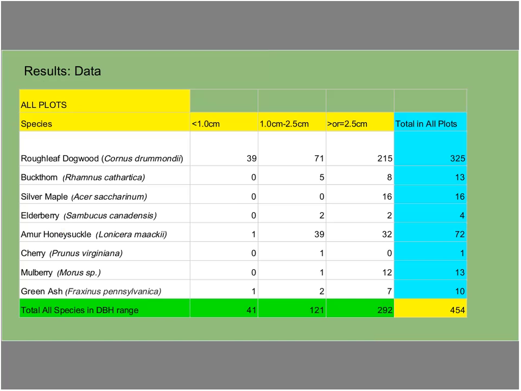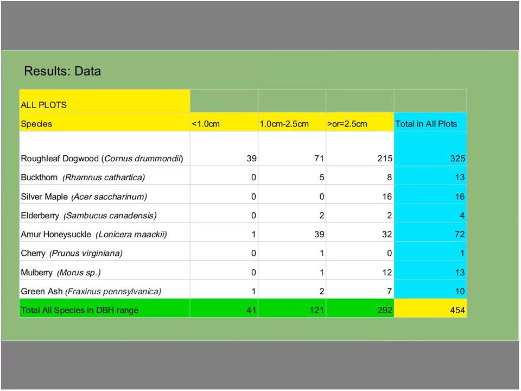So when we counted all the trees, we got all this data, and we, in total, counted 454 trees, most of which were roughleaf dogwood, which is good because that's a native plant species, so that's still doing well. A couple things to notice are the buckthorn, which is a new invasive plant species on Middle Bass Island. It actually has not really been seen before our study, so that's a little concerning. We saw 13 of those in our area.